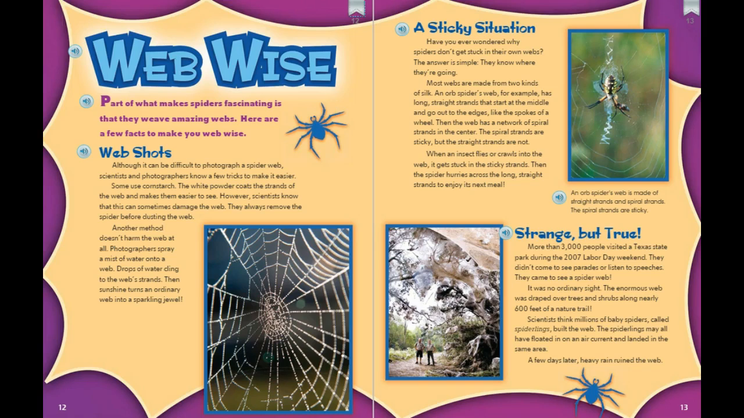Now that you've read through WebWise, I do have some questions for you to answer. What do the title, introductory paragraph, and first heading tell you about the article's topic? How does the photograph on page 12 add to your understanding of why photographers spray webs? What details support the idea that spiders don't get stuck in their webs?